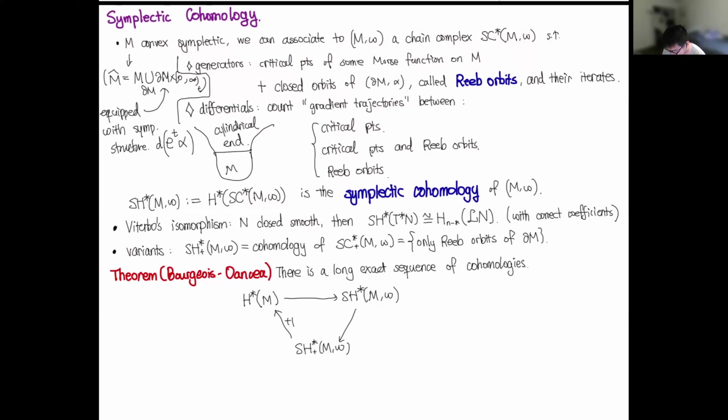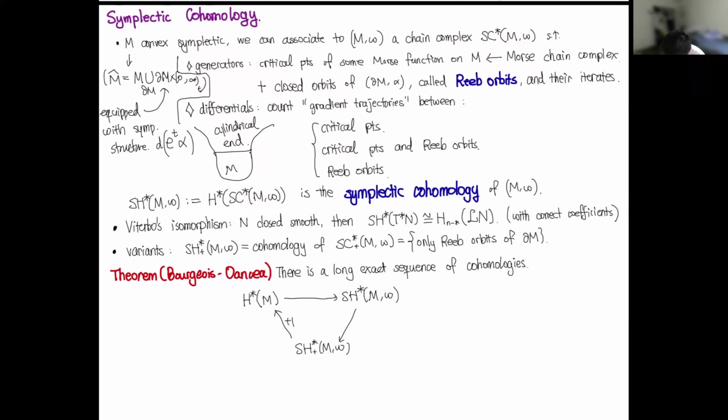So first, it is a cohomology of a chain complex, and for a chain complex, we need to describe the generators and differentials. So generators consist of two things. One is the Morse cohomology, which is the Morse chain complex, where you just look at critical points of some Morse function on M. There are no symplectic topologies here. This is just smooth topology.